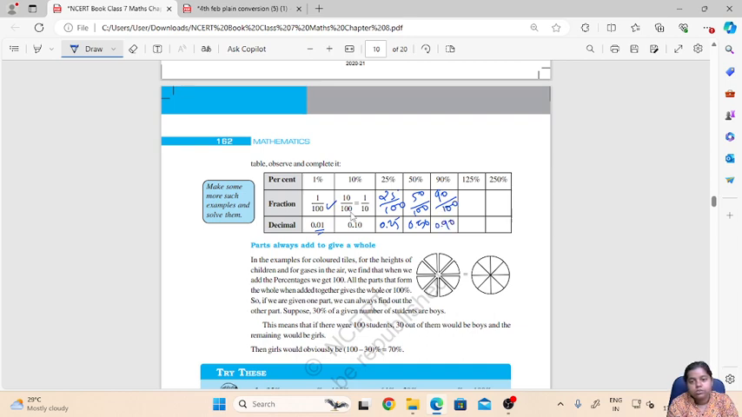125 divided by 100. While converting into decimal form, just shift 2 decimal places to the left. So 1.25. 250 divided by 100 is 2.5.